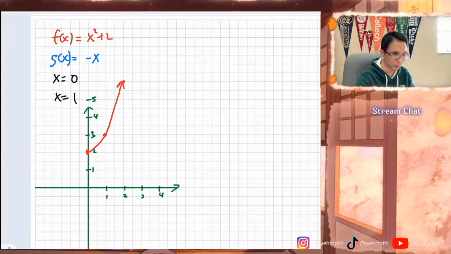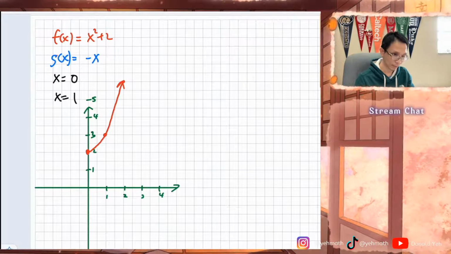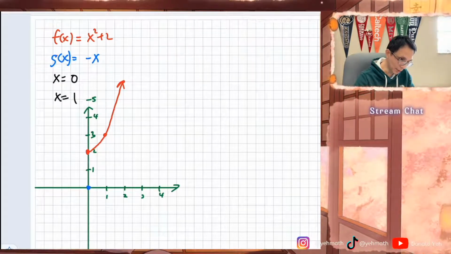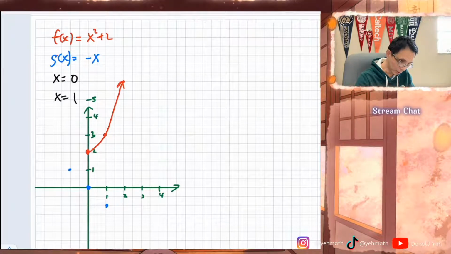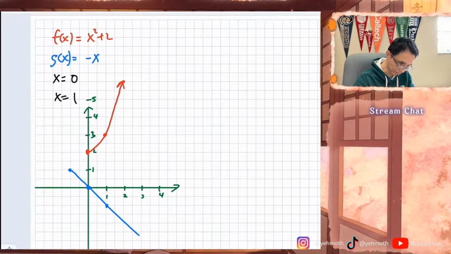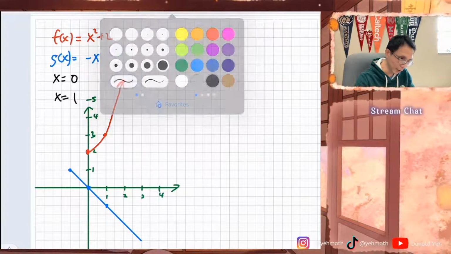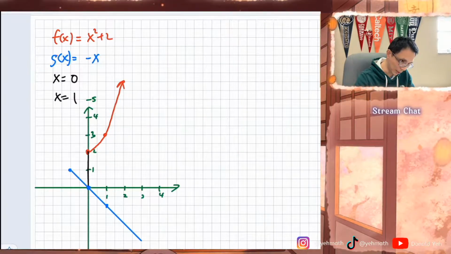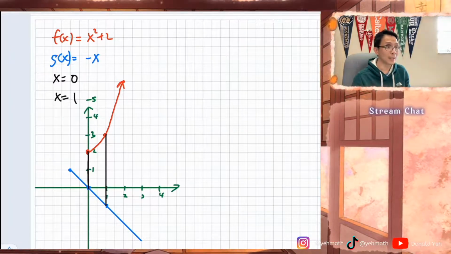And how about the blue graph? Negative x. What does the negative x graph look like? Yes. Going down. Good. What kind of slope is that? Straight negative 1. Good. And then I'm going to graph the 2 black lines. I'd color code this for you so that you can see. And then this is the region I care about.